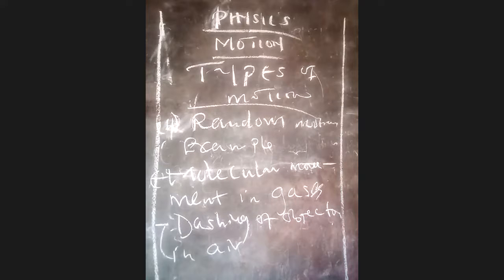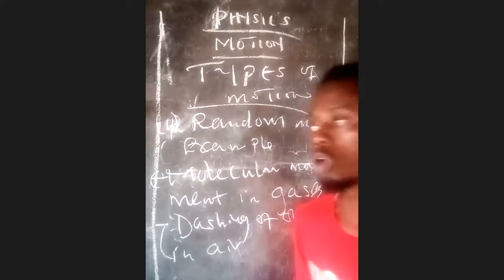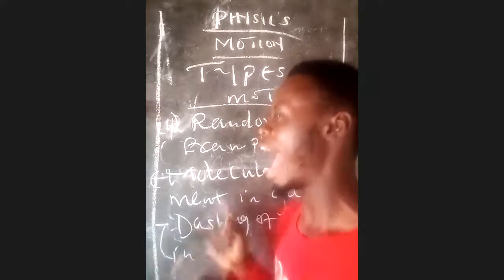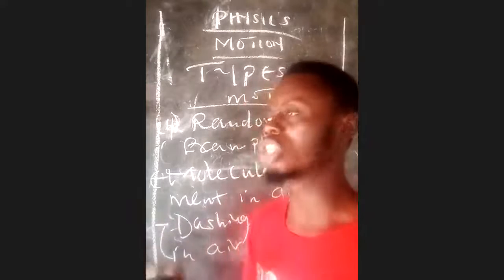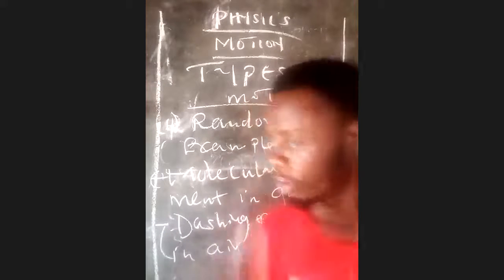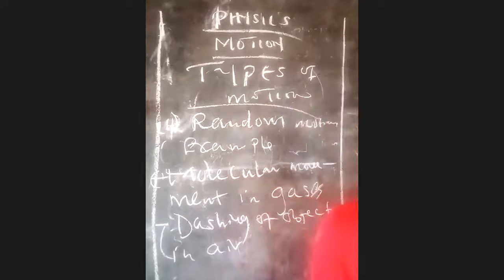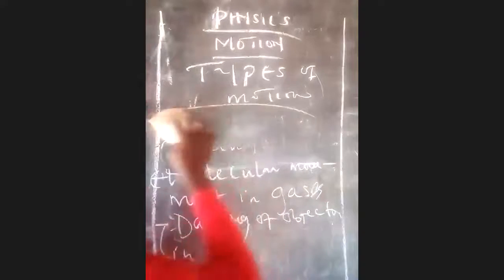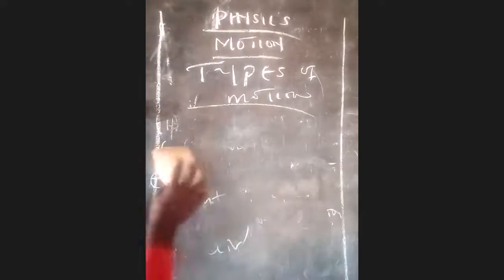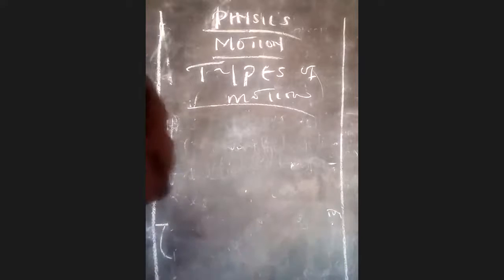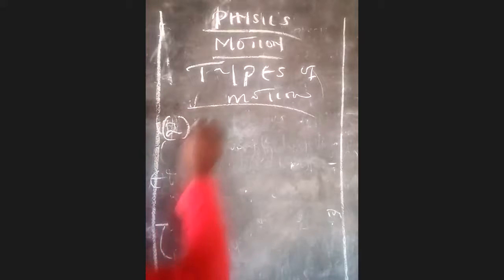So random motion is the type of motion in which the body moves in a non-linear manner and changes direction continuously. That is random motion. So let's now talk about translational motion. We've talked about random motion. Let's talk about translational motion.